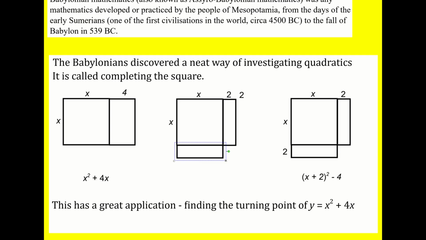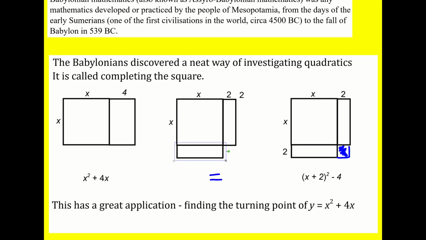And what this gives is nearly a square of dimensions x plus 2 times x plus 2, or x plus 2 squared, i.e. I've tried to complete a square. The only thing is I've got this missing bit, this blue bit here, and that has an area of 4, so I need to subtract it. And so overall, I can show that x squared plus 4x is equal to x plus 2 all squared minus 4.